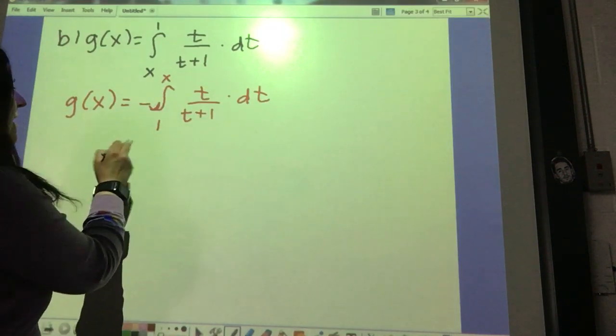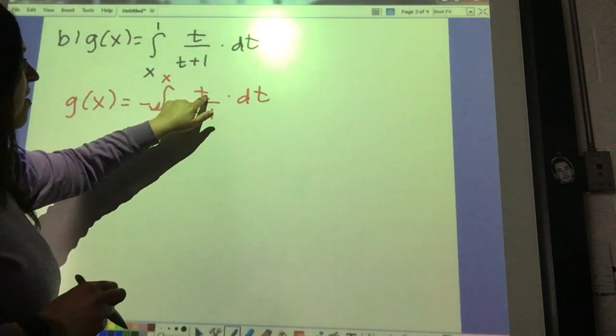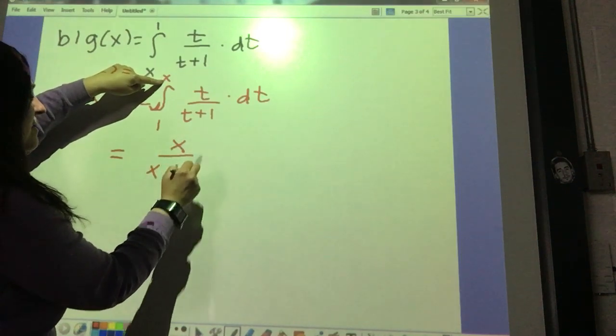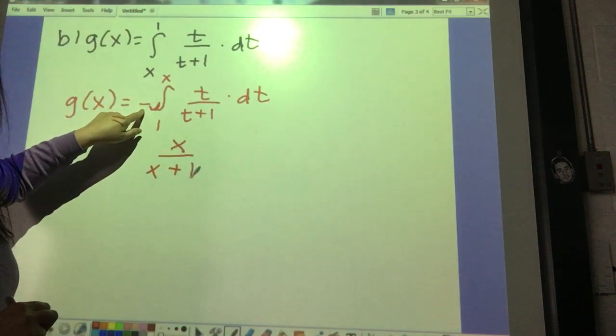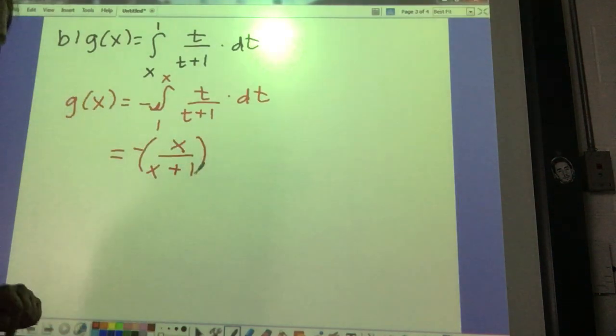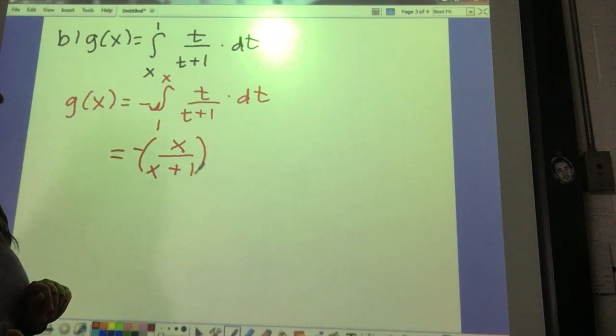Now we're ready. When you find the derivative of an integral, you don't have to do anything. All you have to do is replace all of the t's with x. So that's x, x. But don't forget, remember we pulled up that negative in front. I'll just put it like that. It doesn't matter where you put it. You can put it in front. Just make sure that you've applied the x value.